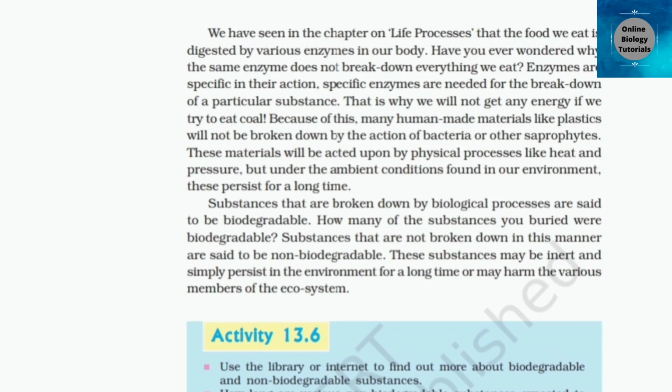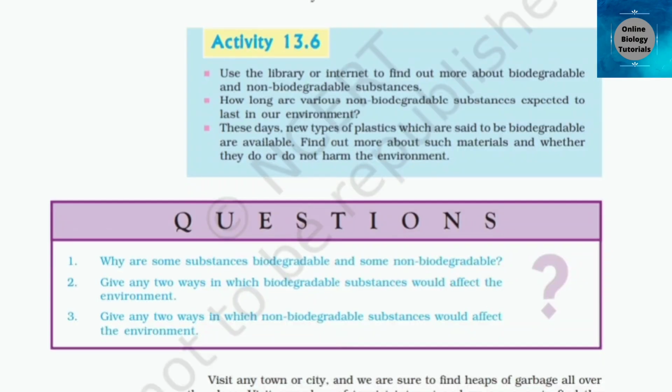These substances may be inert and simply persist in the environment for a long time, or may harm the various members of the ecosystem. Activity 13.6. Use the library or internet to find out more about biodegradable and non-biodegradable substances, and how long various non-biodegradable substances are expected to last in our environment. These days, new types of plastics which are said to be biodegradable are available. Find out more about such materials and whether they do or do not harm the environment.